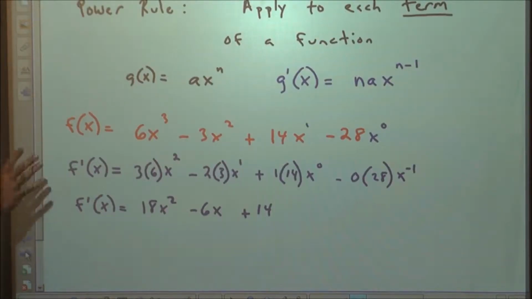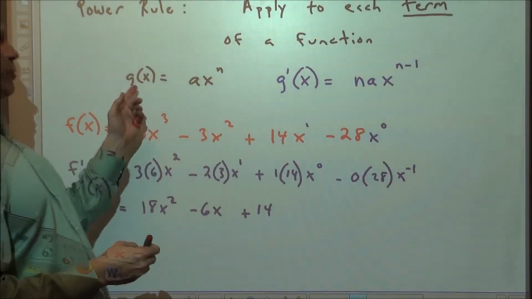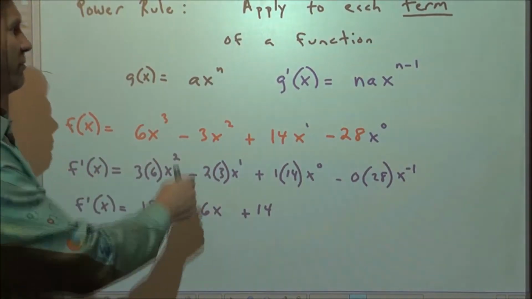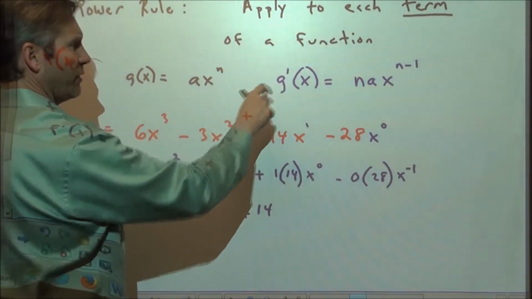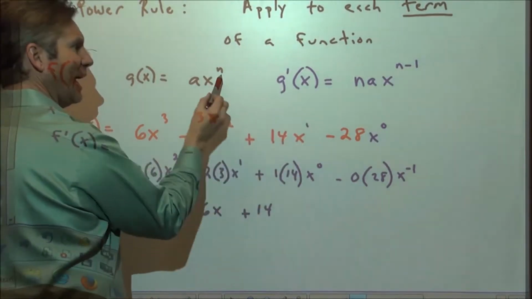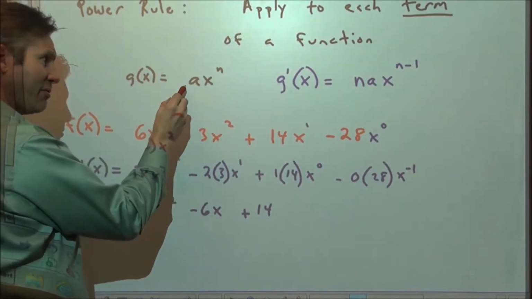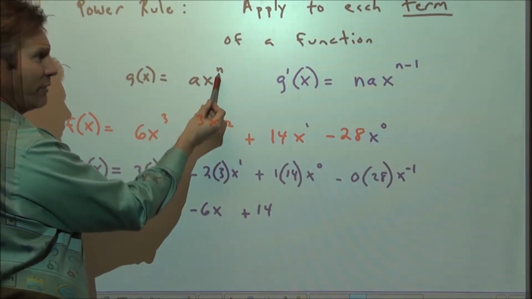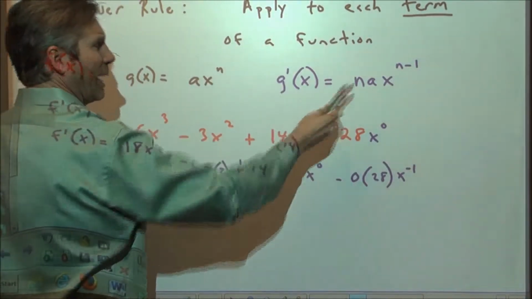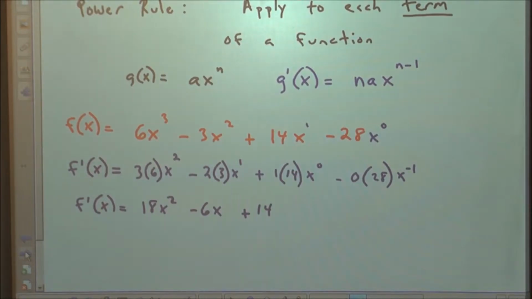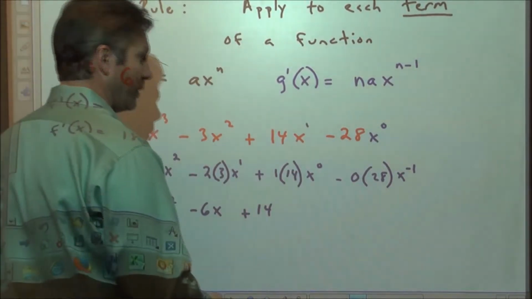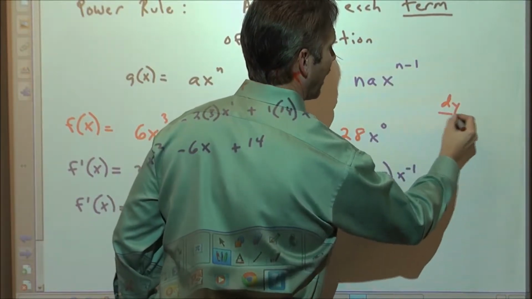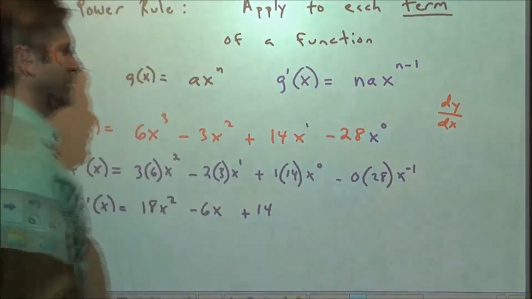We can look at the power rule. To find the derivative of a function, even if it's just one term, you take the exponent and multiply it in front, multiplying the coefficient by the exponent, then reduce the exponent by 1. So there's the power rule as it stands right there. You can also write derivatives as dy dx, and we'll look at that in just a minute.